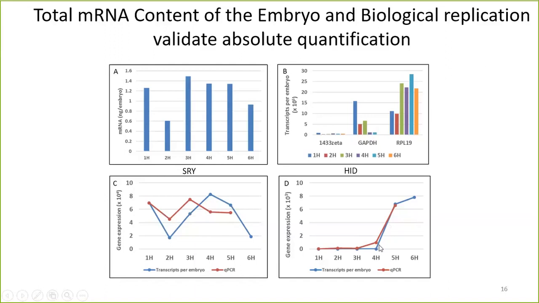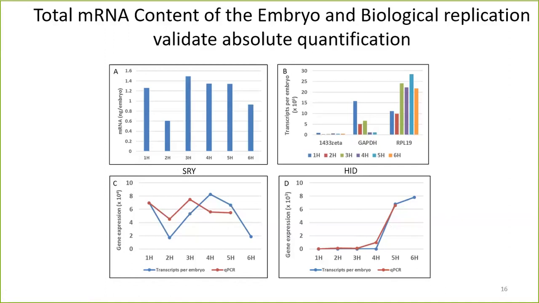And I must also say that the cDNA synthesis that we do is poly-A based, but the qPCR included random primers in the cDNA synthesis. So we believe this has nothing to do with poly-A. It's really looking at the genes themselves.